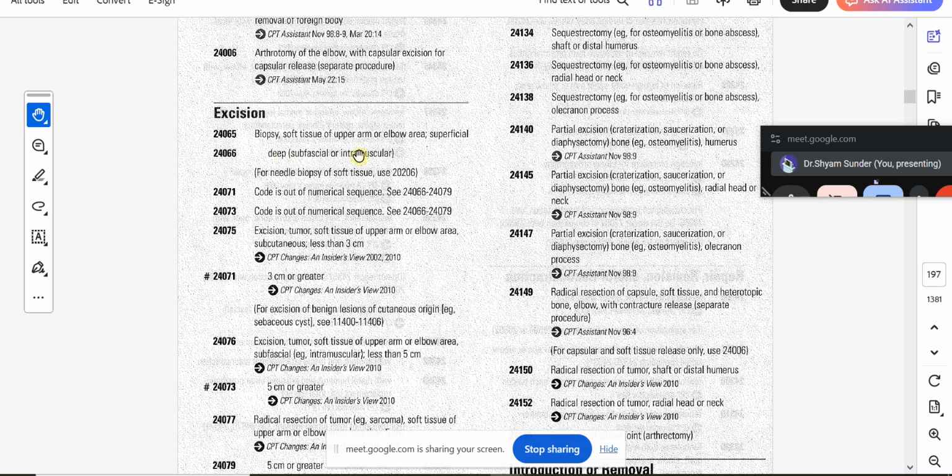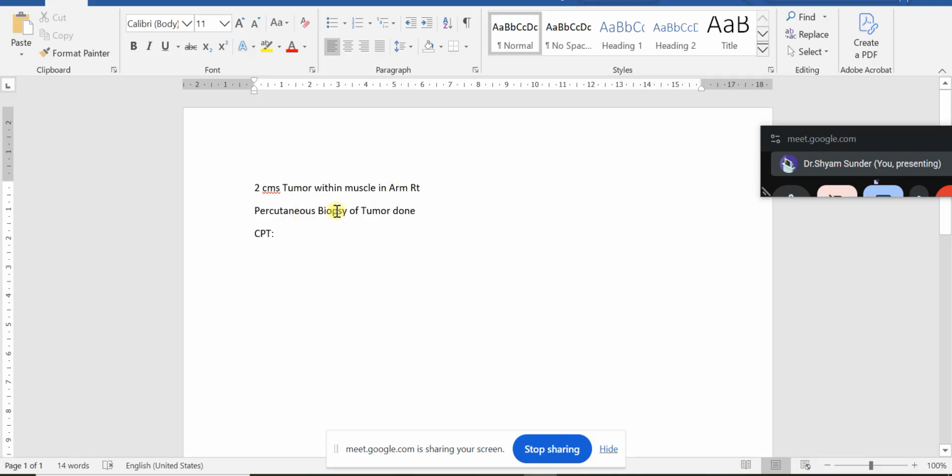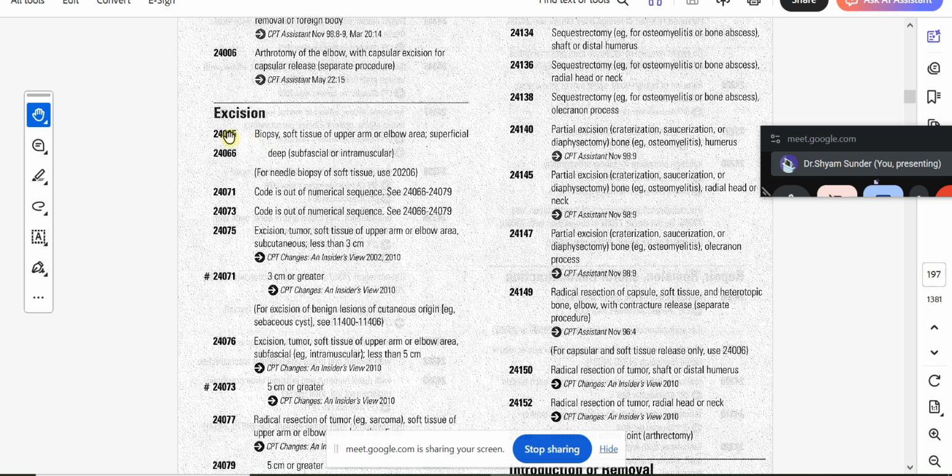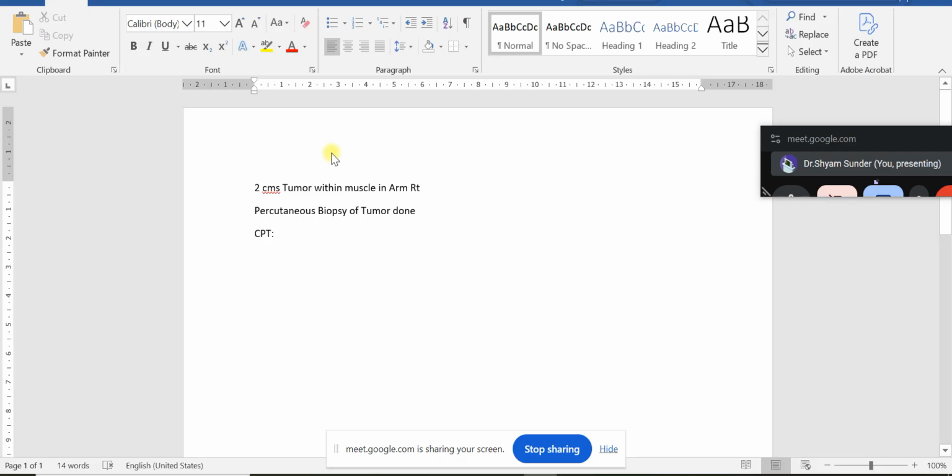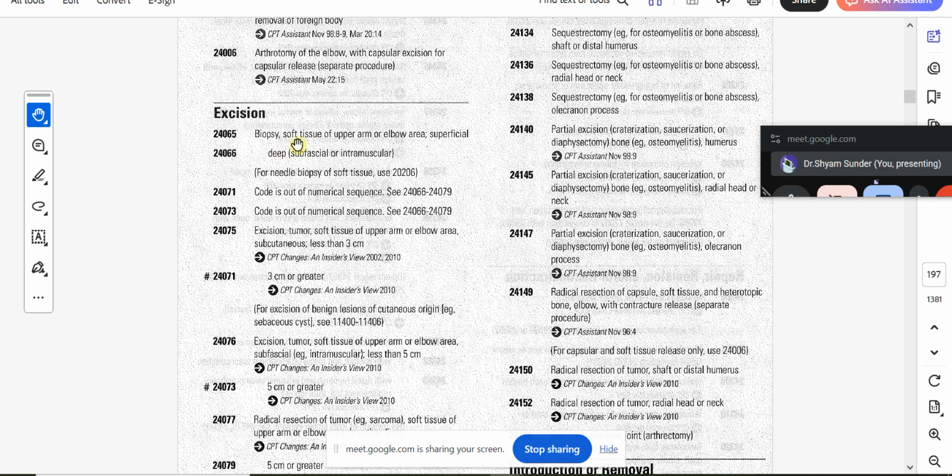Biopsy, soft tissue of upper arm or elbow area, superficial. This is deep, subfascial or intramuscular. So here we have two codes. Exactly, it is matching, but there is a difference, right? What you find here, these are all open biopsies, not closed biopsies. If needle is not mentioned, you have to take it as open biopsy.